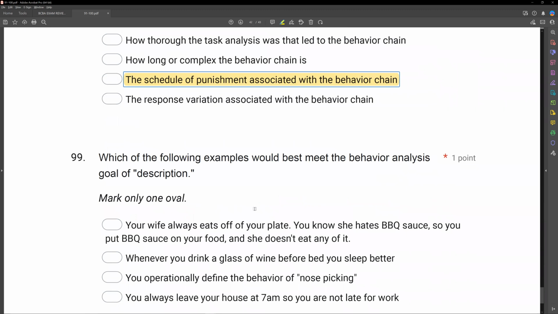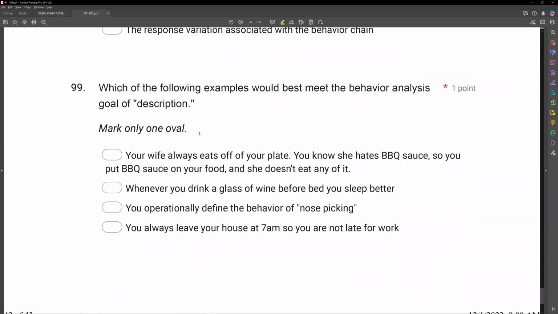99. Which of the following examples would best meet the behavior analysis goal of description? What are our goals? Description, prediction, control. Description, you're basically just describing what's happened, right? What do we see? What do we observe? Prediction, we're hypothesizing a correlation. Control, we're actually manipulating IVs, okay, and seeing their effect and trying to control DVs. We're looking here for the example that's going to meet the behavior analysis goal of description. So we're just going to be describing something, observing something.